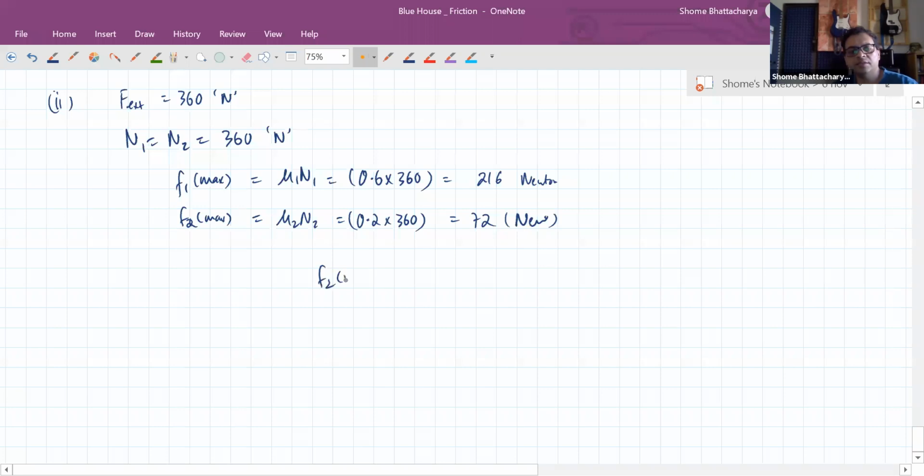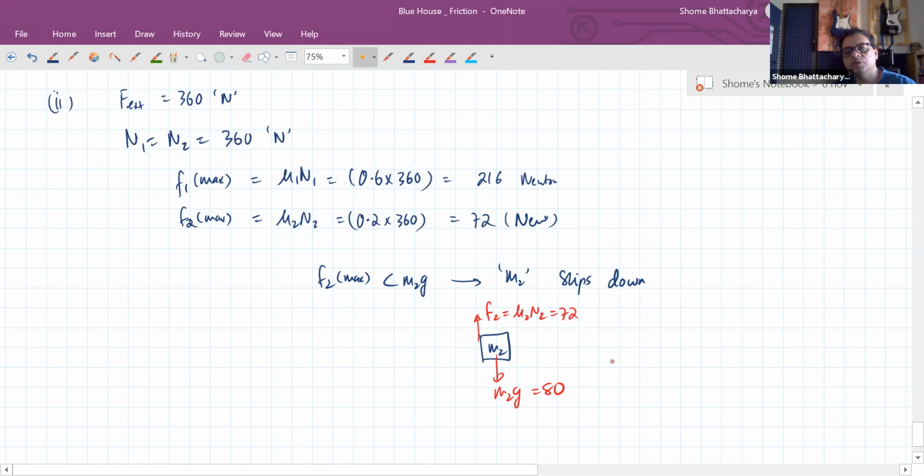Okay. So you can see that F2 max is less than the weight of this guy. So M2 slips down. So M2's free body diagram becomes like this. The weight, which is 80 newtons, dominates, so it accelerates downwards. So A2 becomes M2G minus F2 upon mass. So 80 minus 72 upon 8. So it accelerates with 1 meter per second square downwards.